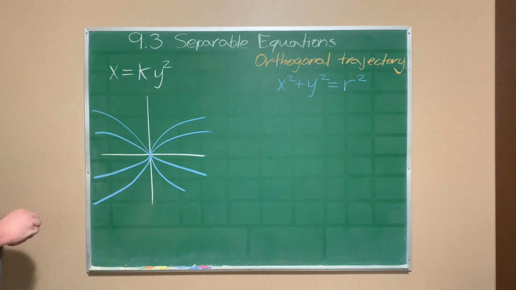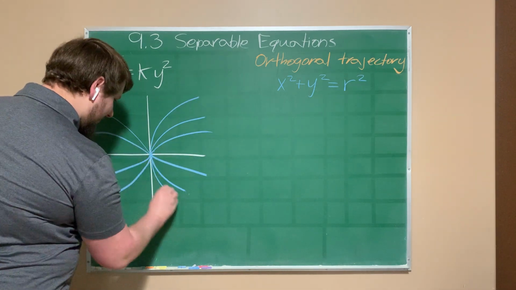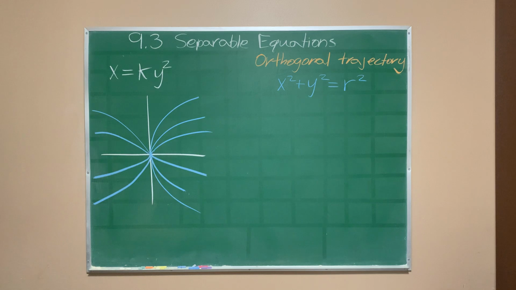This is our family of curves here. Kind of looks like a spider now. There we go. So parabolas which go through the origin here. So what kind of curves are going to be orthogonal to all of these?